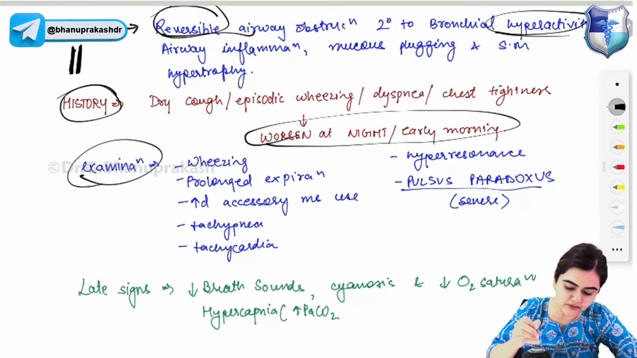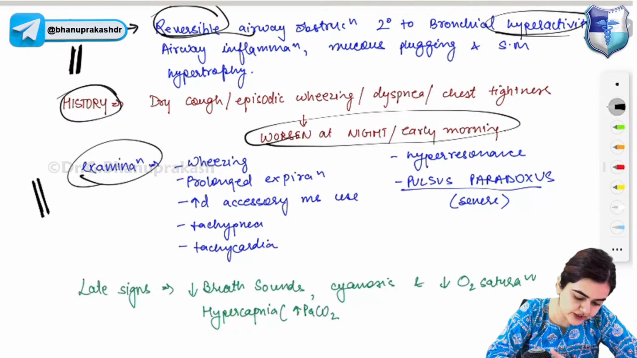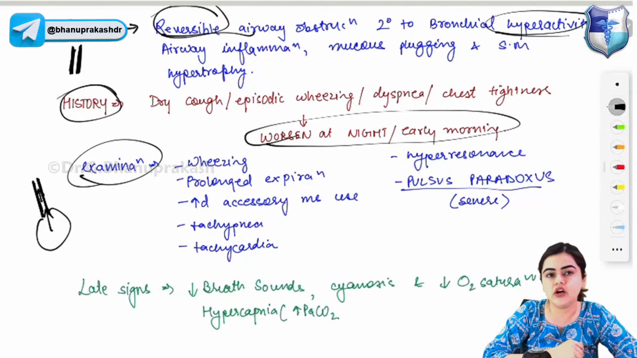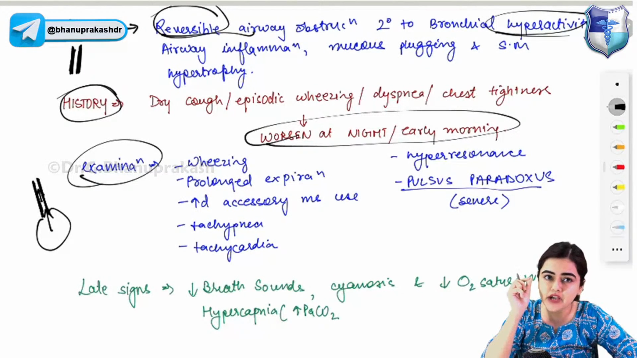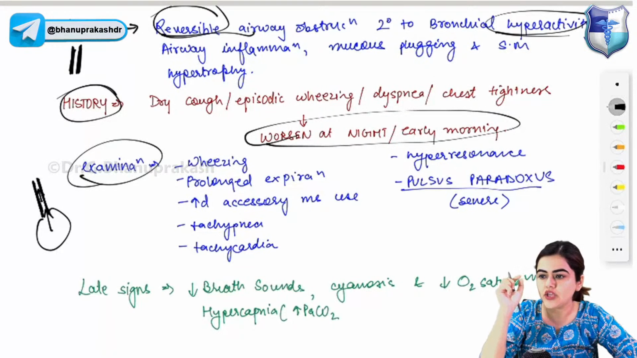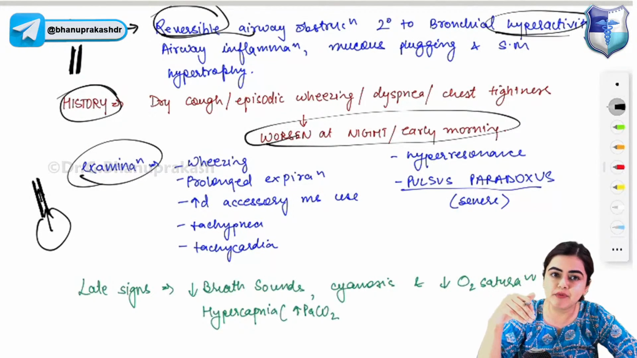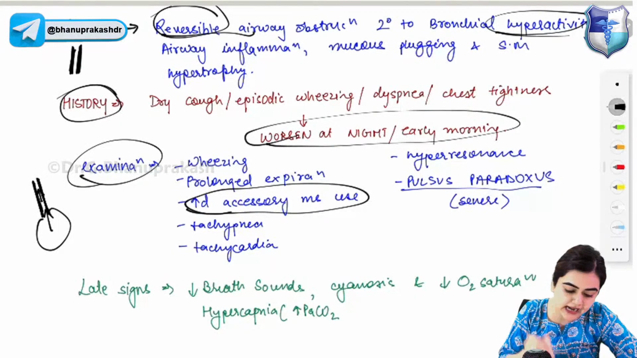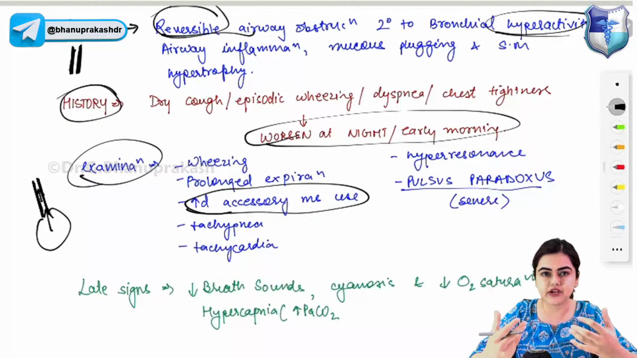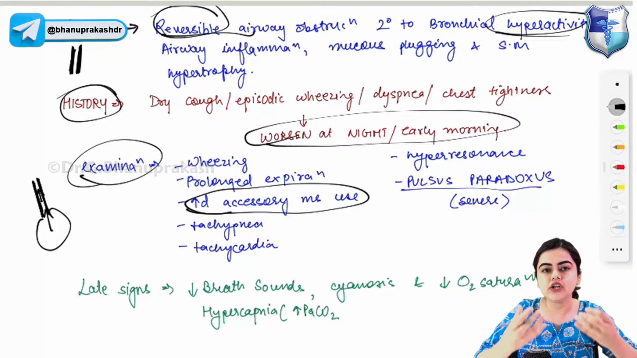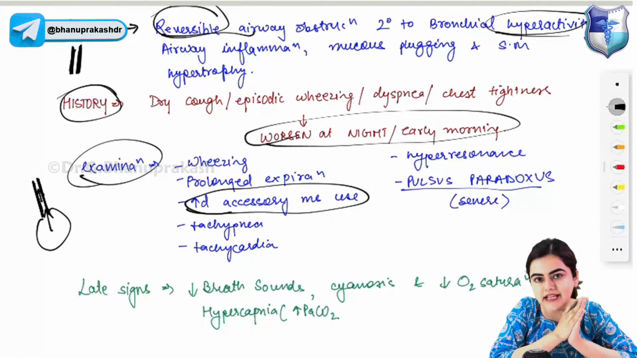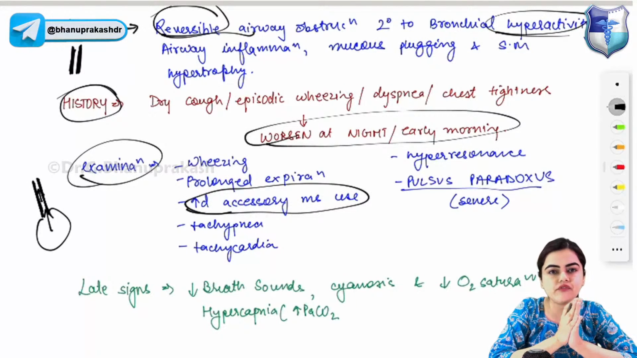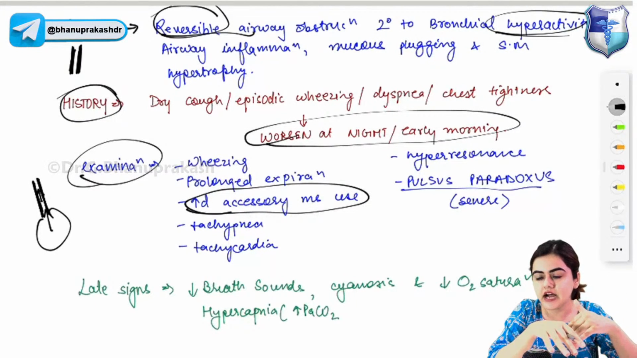Examination findings of asthma include wheezing. When the airway is obstructed and the person tries to push the air out against the obstruction, a sound is heard that is known as wheeze. There is also prolonged expiration, and due to increased respiratory effort, the patient will use accessory muscles. There is tachypnea, tachycardia, hyperresonance, and pulsus paradoxus.